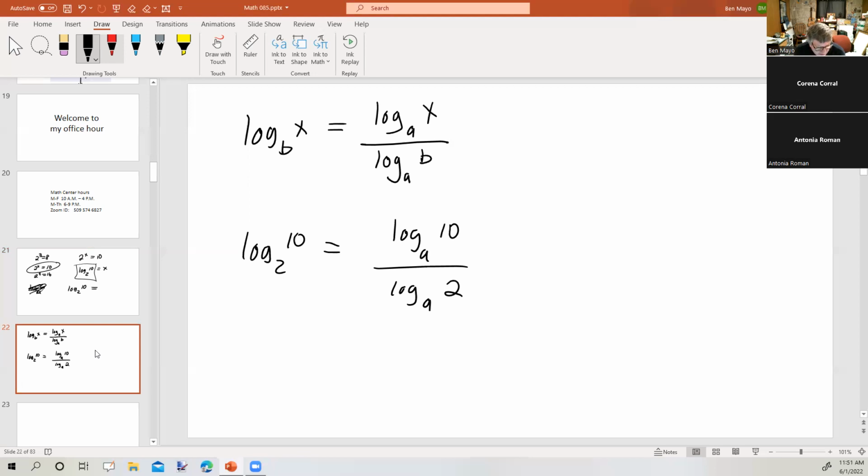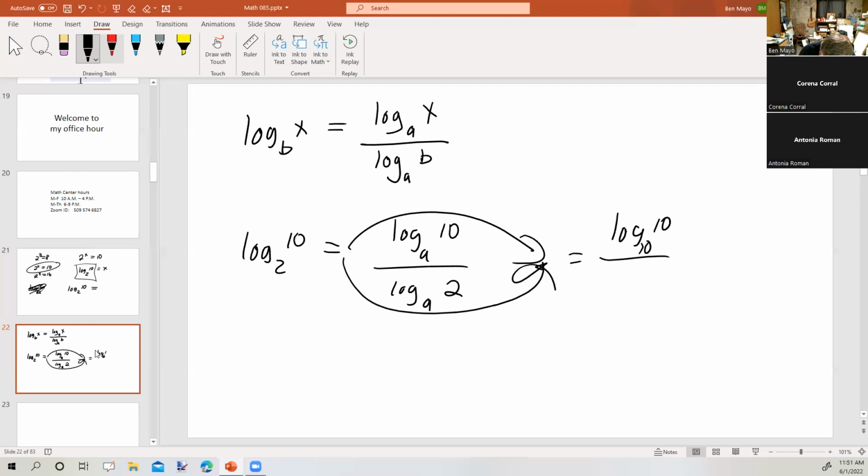So I would either use base 10 or base e. So basically what I'm going to do is this. I'm going to write it as log base 10 of 10 over log base 10 of 2, or natural log of 10 over natural log of 2. And I'm going to get the same answer either way. So I can either use base 10 for a or base e.